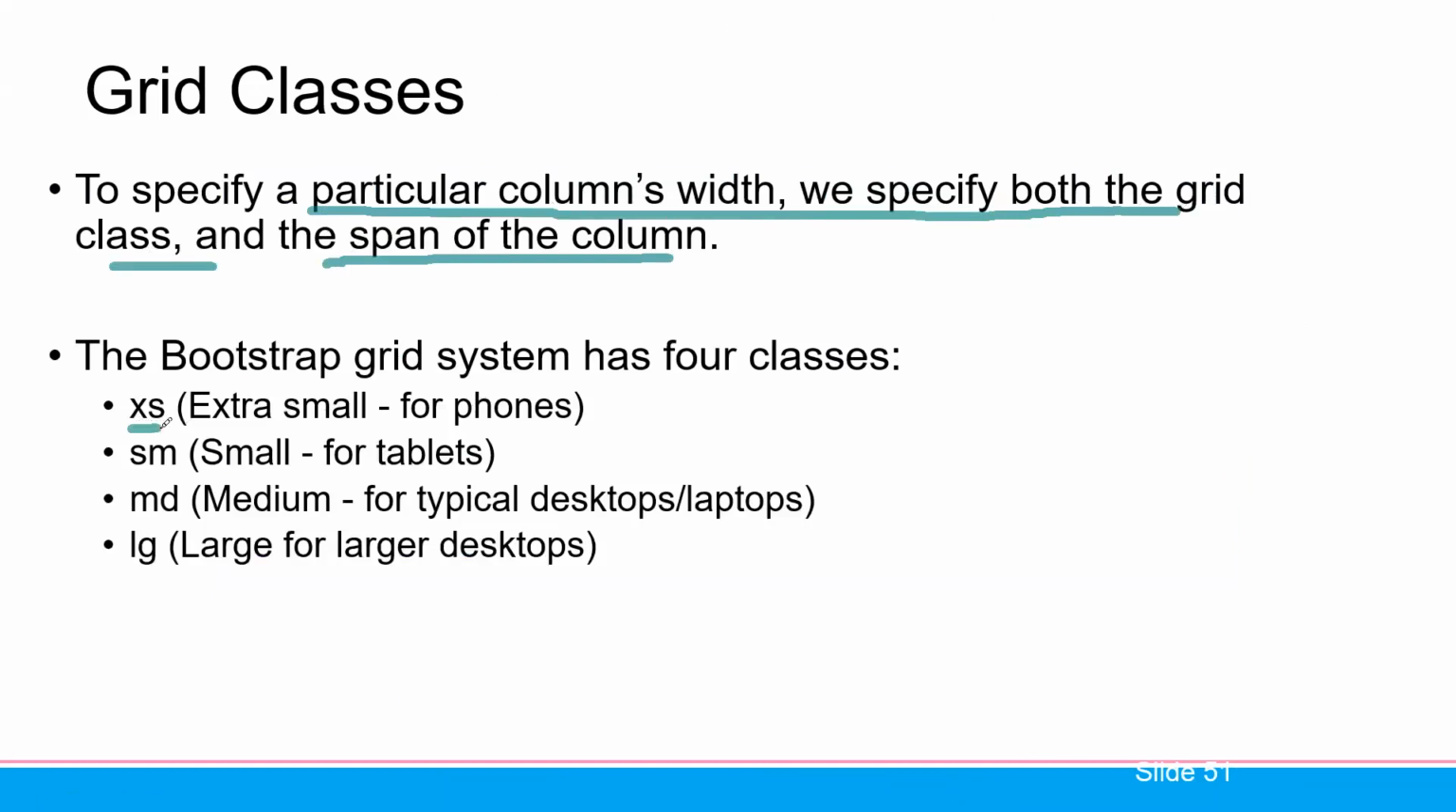There are some sizes for the grid. We can use extra small. The grid for extra small is for phones. If you are making the user interface for a smartphone, then you can use the grid for XS. If you are making for tablets, you can use SM. If you are making for desktop, you can define MD. If you make it for a larger desktop or big monitor, then you can make the grid size LG.